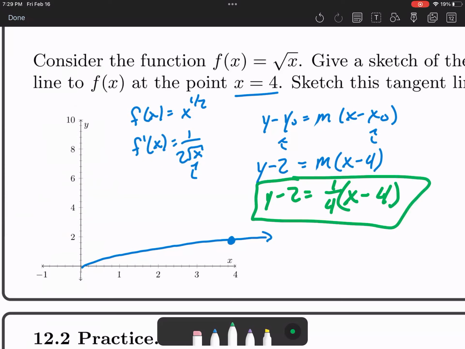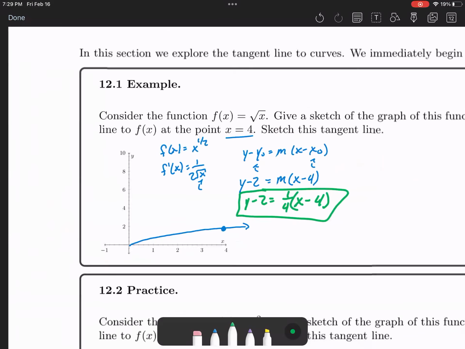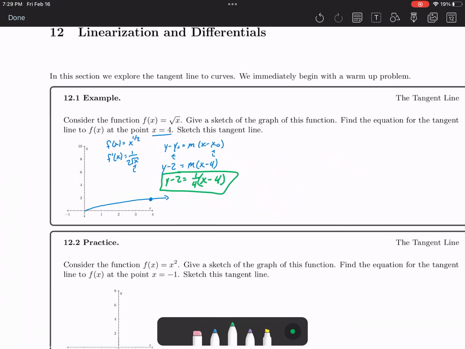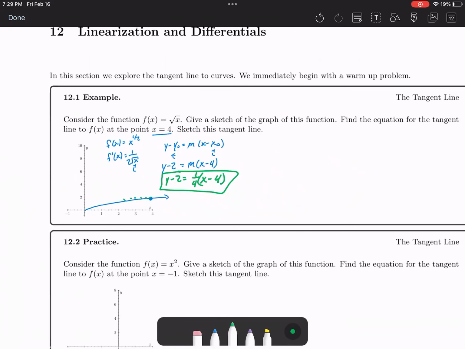All right, so you can put that into mx plus b form, but that right there is a valid equation for the tangent line at the point of interest. And this section is all about traveling along that tangent line, using it as an approximation to the original function.